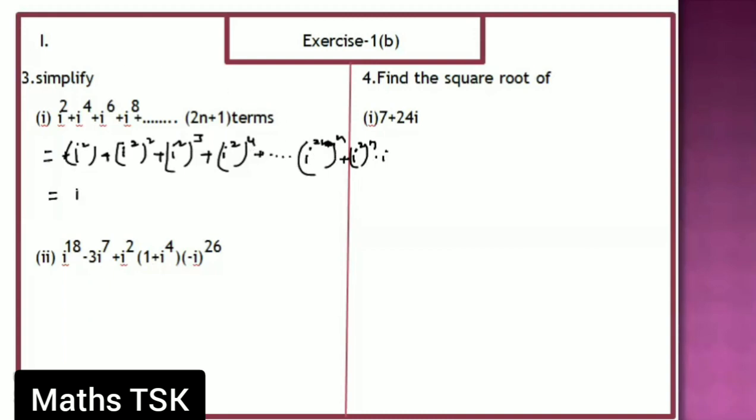First term is 1. Second term is minus 1. Third term becomes plus 1. Next one minus 1. Next one plus 1. Like this, 2n terms will be there. At last what we will get? Minus 1 plus 1 up to the nth term, and the last term becomes minus 1. So the first two terms, next two terms, up to the 2n terms get cancelled. So I remain with minus 1.